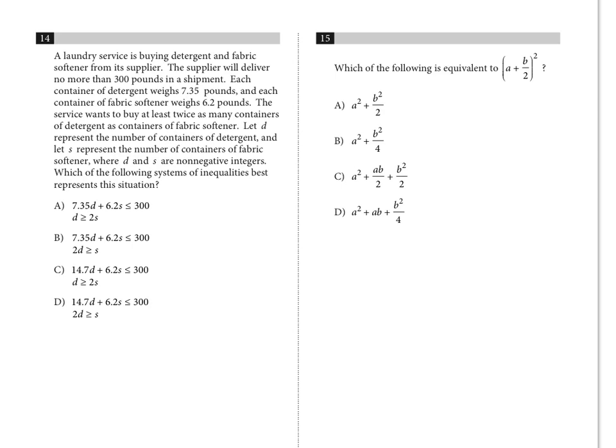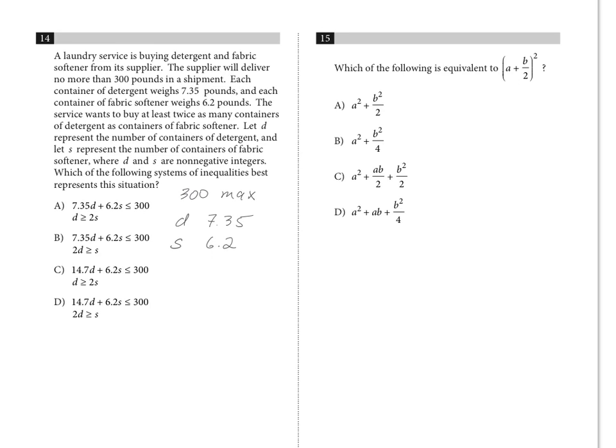A laundry service is buying detergent and fabric softener from its supplier. The supplier will deliver no more than 300 pounds in a shipment, so that means 300 pounds max, and that's what I'm going to write down. Then I don't need to read that sentence again. Each container of detergent weighs 7.35 pounds, D, 7.35 pounds, and each container of fabric softener weighs 6.2 pounds. S for softener, 6.2 pounds.